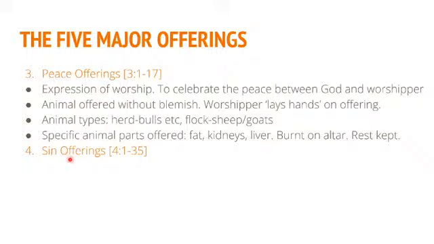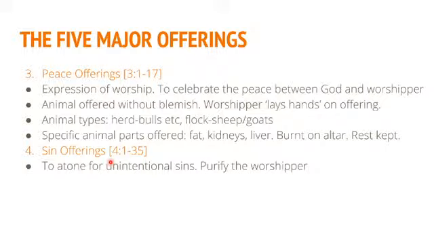Next, we had sin offerings. So those were peace offerings. Next, we had sin offerings. And these were to atone for unintentional sins and to purify the worshipper. To atone for sins now, which is again, obviously, kind of similar to the burnt offering. You could say that the sin offering is kind of like the other half of the burnt offering, right? Where the burnt offering dealt with the wrath of God, the sin offering is doing the same thing, the same atonement taking place. But this sin offering is now purifying the worshipper or cleansing the worshipper from their sin.